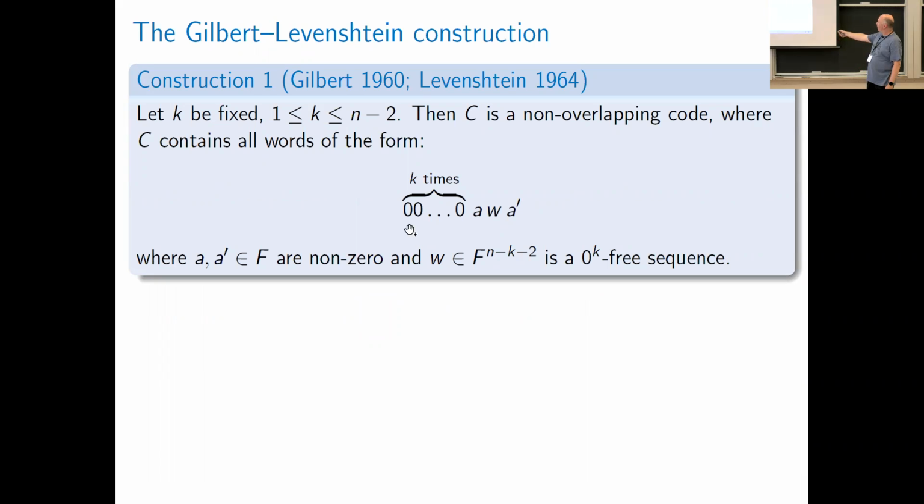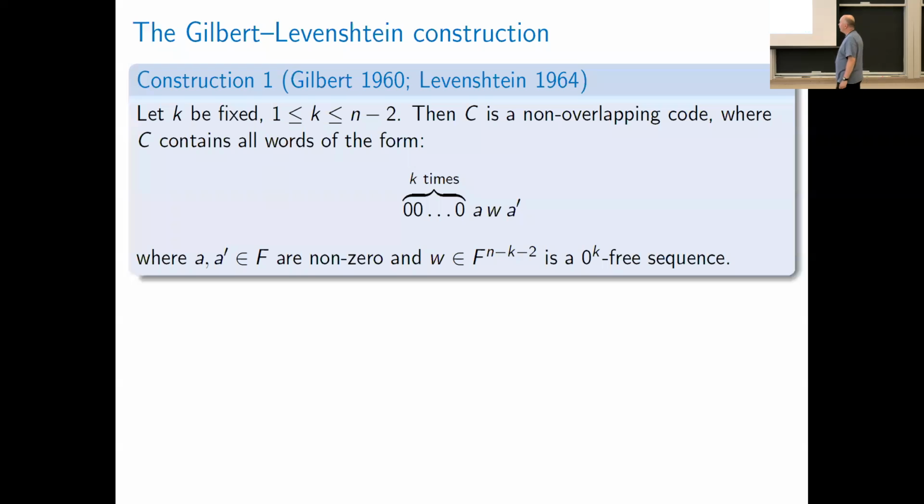So I'm going to fix some number k, smaller than n. I'm going to look at all the code words of the form: k zeros, and then the next part of the word starts and ends with a non-zero alphabet symbol. So that's a single symbol, and then W is a maybe quite long word that sits in the middle of those two non-zero symbols. What W has to have is that it can't have k consecutive zeros in it anywhere.